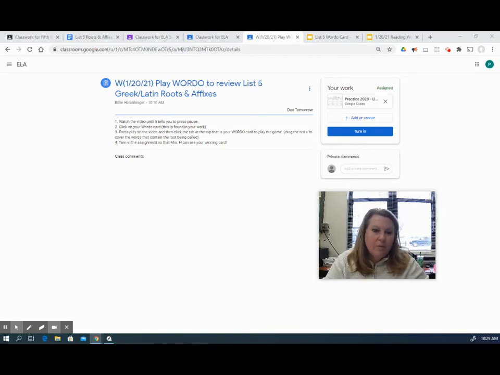So the way that we play this, you have to do some critical thinking. When I call out the root or affix and I tell you the definition and its origin, you have to first think what root or affix is that? And then you have to look for words that contain that root or affix on your actual Wordo card. And again, that's up here in your work.